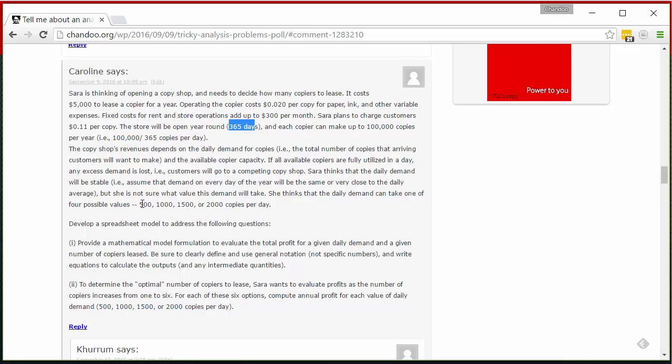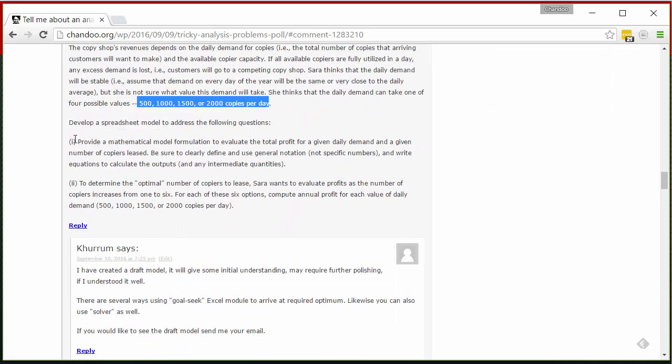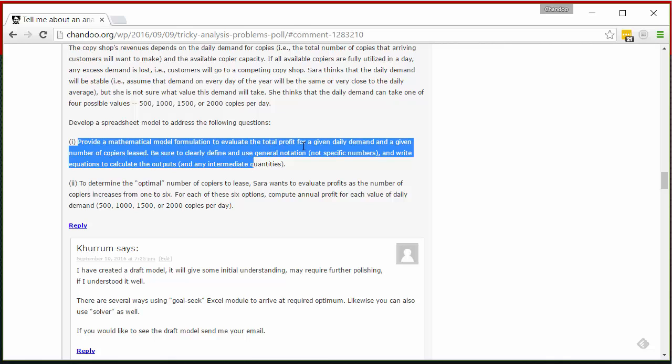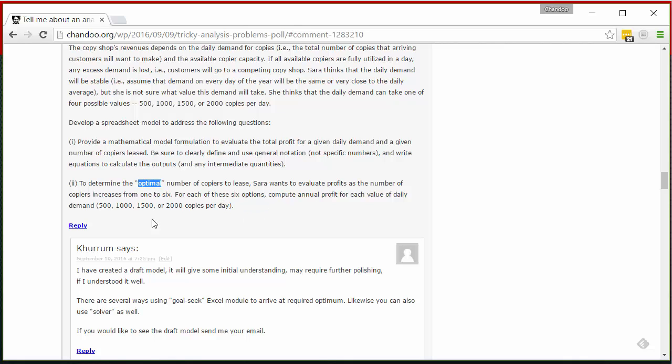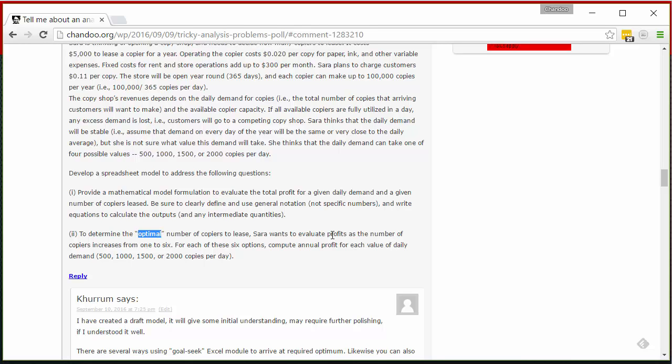Now you are assuming that there are 4 possible values for the demand, which would be 500, 1000, 1500 or 2000 copies per day. And the task that the person was trying to do is develop a spreadsheet model to address the following question: provide a mathematical model formulation to evaluate the total profit for a given daily demand and given number of copiers leased. Okay, so for an input of total demand and the number of copiers, you want to find out what is the total profit that we can make. Likewise, to determine the optimal number of copiers to lease by looking at various combinations of number of copiers and total demand. Okay, so that's that.